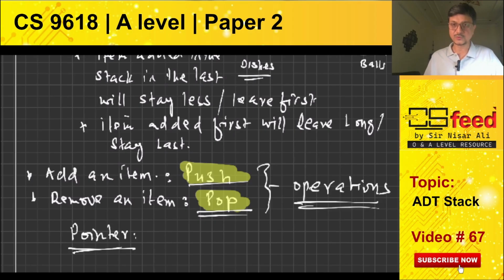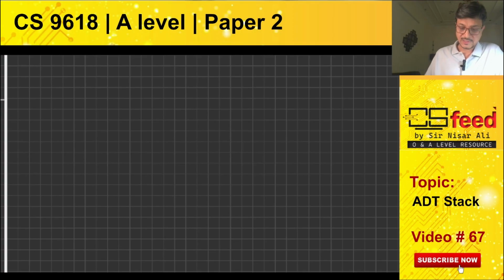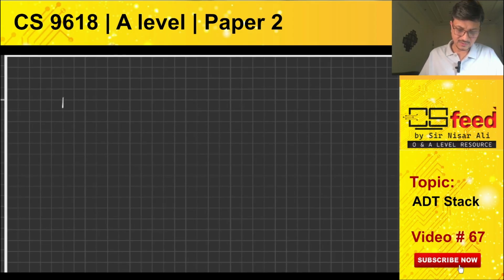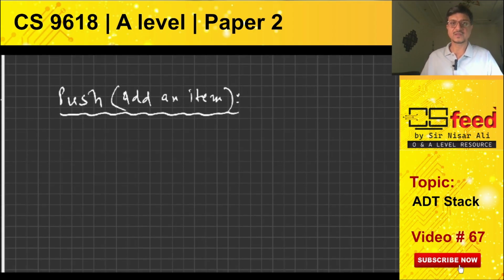Pointers or variables that are used in the stack. One is the base pointer, and the other is the top pointer. So these are the two variables that are used in the stack. Now moving next, as I said, adding an item is called push. So pushing is adding an item.